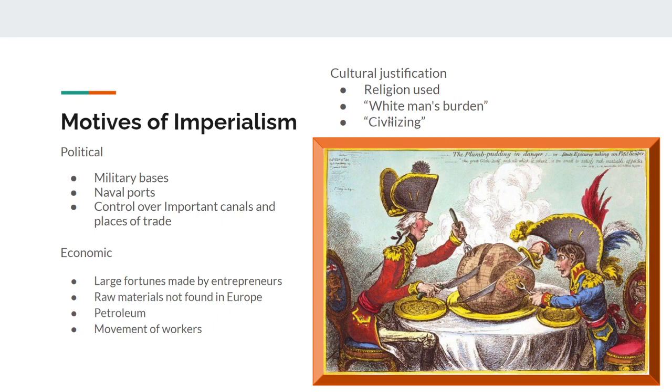Cultural justification. Religion was often used as a justification because they said that they were "civilizing" them. By converting them to Christianity, they were making them more civilized in their minds. Then the term "the white man's burden" came along and said that it was the white man's job to civilize other peoples who were not as civilized as them.